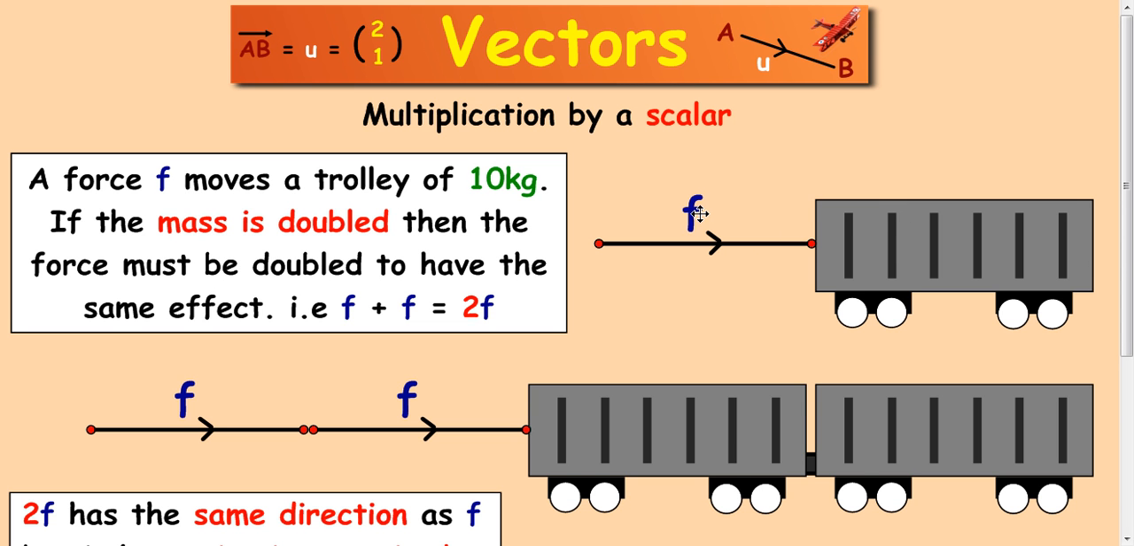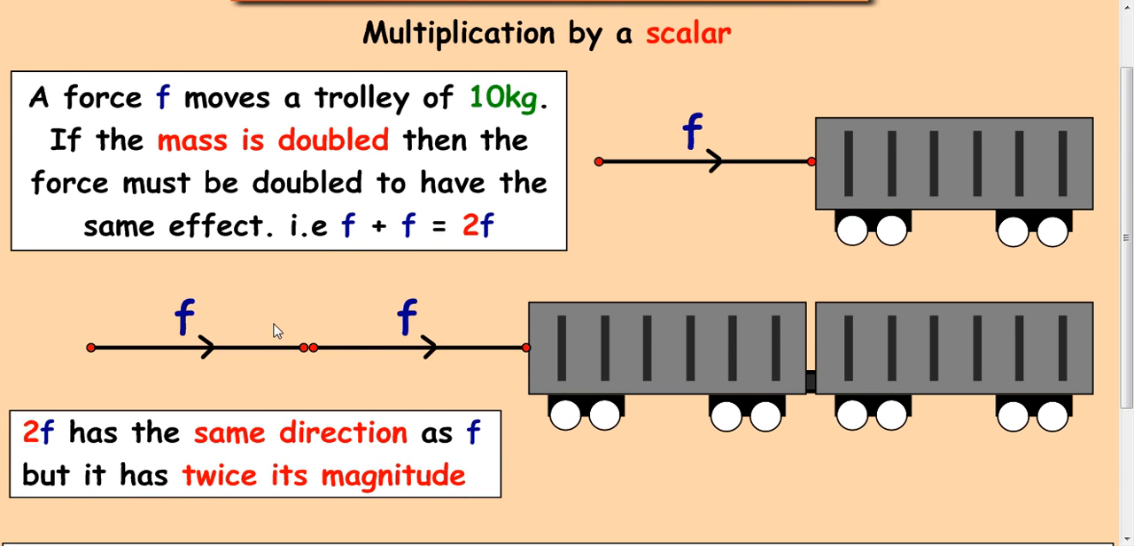So if we've got a force here, F, pushing the trolley of 10 kilograms, if you double the mass of the trolley to 20, for example, what you need to do is double the force to move it. So that's in effect doubling the vector quantity here to move the trolley. Now you can see that 2F here has the same direction as F, but has twice its magnitude, twice the size of it, because the length here is 2 times the size of this one. And obviously the size of the force would need to be doubled to push the trolleys.